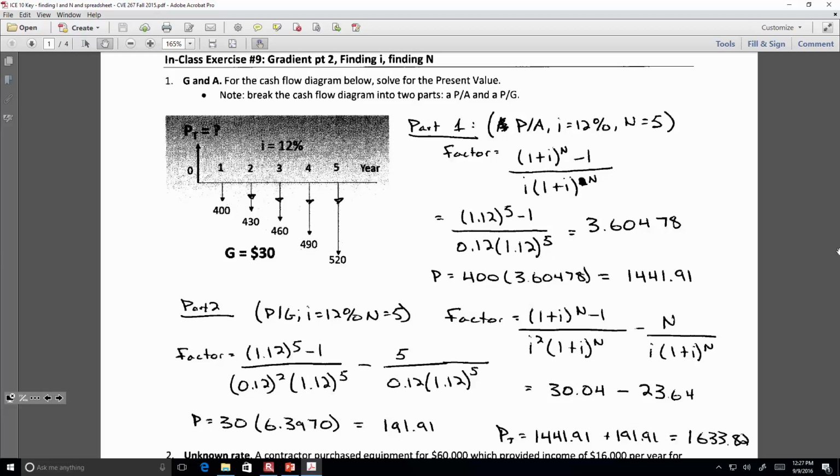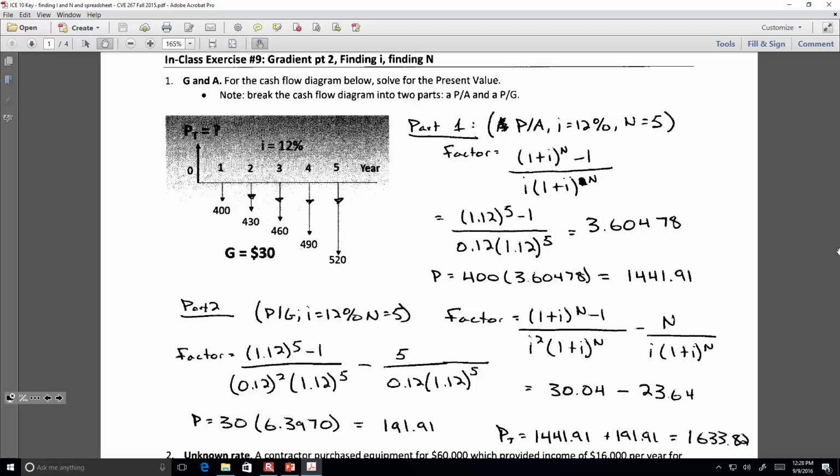Part 2, remember we see the gradient start to kick in at the end of the second year. So it's 0G for year 1, then G, 2G in year 3, and so on. And so the equation is complicated enough that it's easy to make mistakes. That's why I kind of do it in stages. I've got two different components here, one minus the other, and so I solve for them separately. The 30.04 is the result of this first expression.